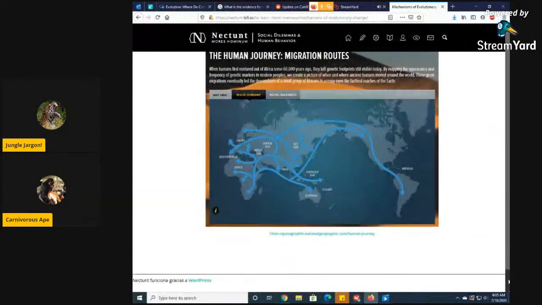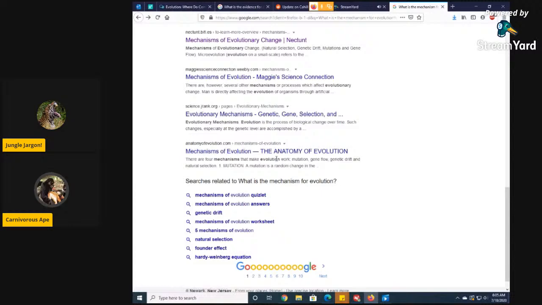Human migrations. Yeah, that's true. But humans never crossed from Africa to South America because the continents broke apart before they started spreading out. But that's another rabbit hole. Yeah, let's not get into that one.